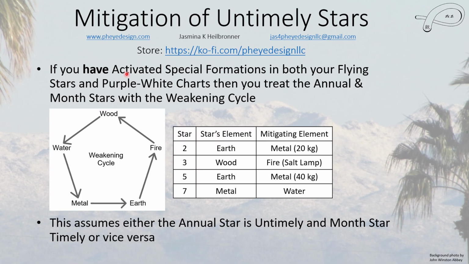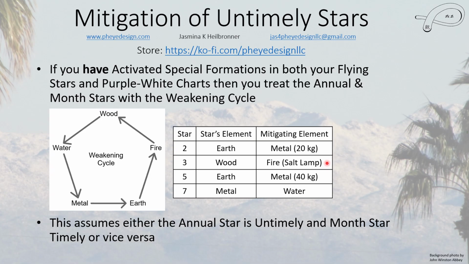So now, if you have an activated special formation in both your flying star chart and your purple white chart, then you treat the annual and month stars with a weakening cycle as long as they don't show up together, as long as they're not a pair. And so if you have the star 2, and assuming that the star 2 is still untimely, you would just use some metal, and 20 kilograms should be enough. The wood, you use fire, so you light a candle and you have a salt lamp, and you probably re-energize that salt lamp once a week, maybe once every 2 weeks.